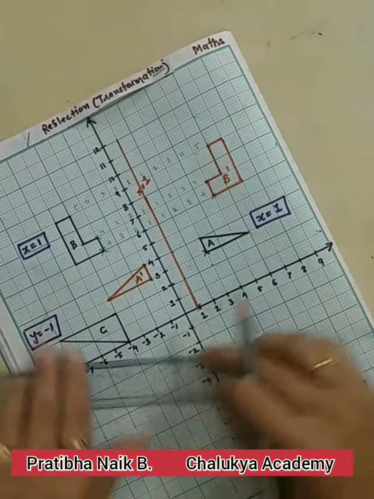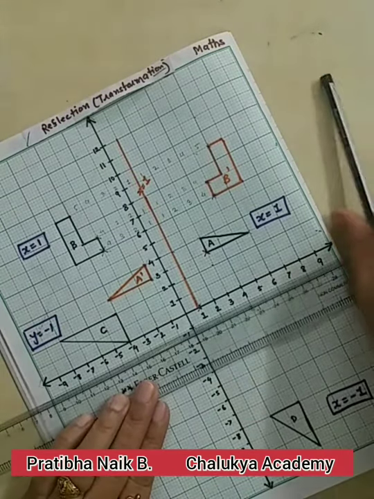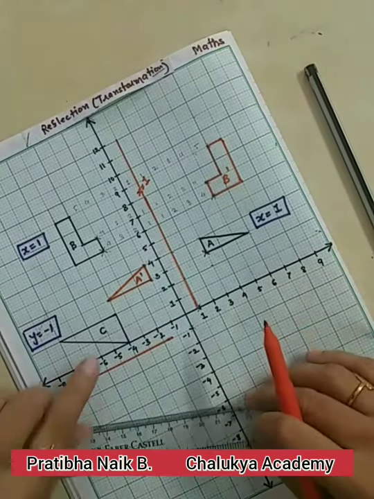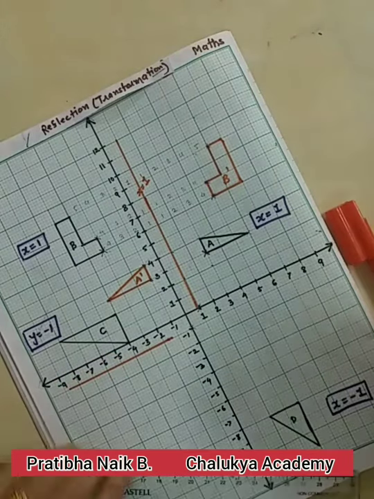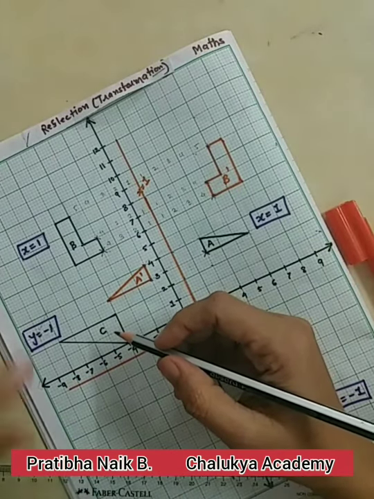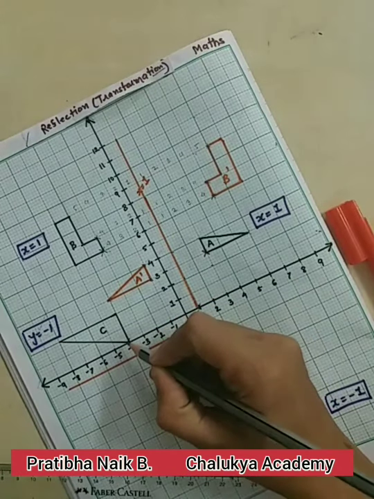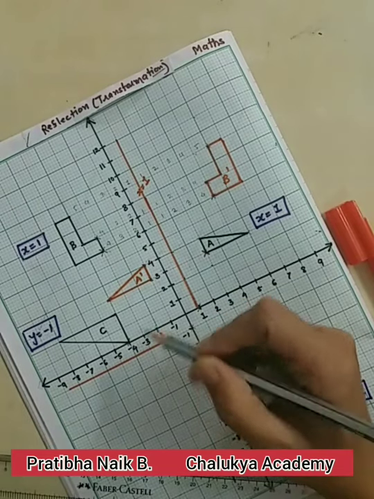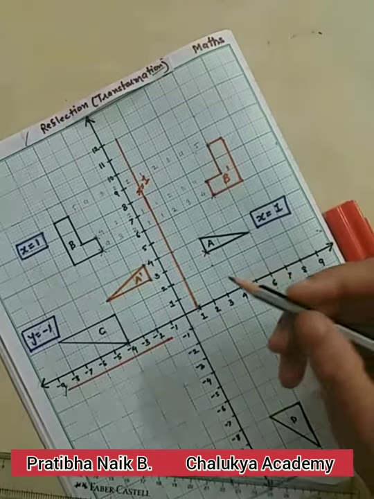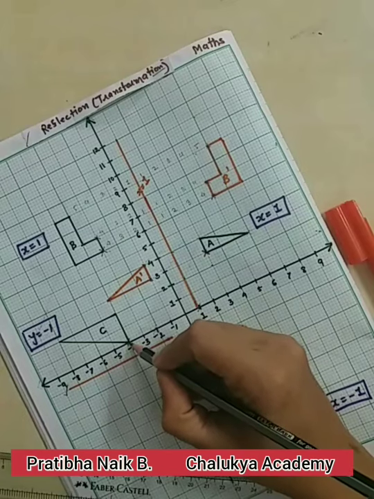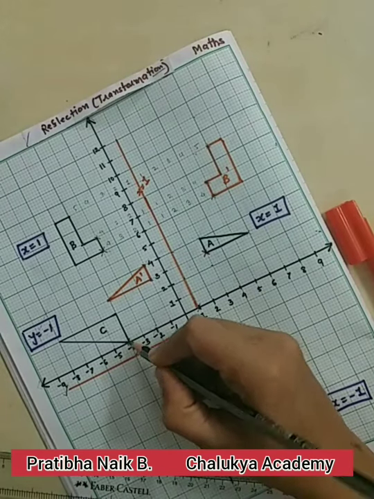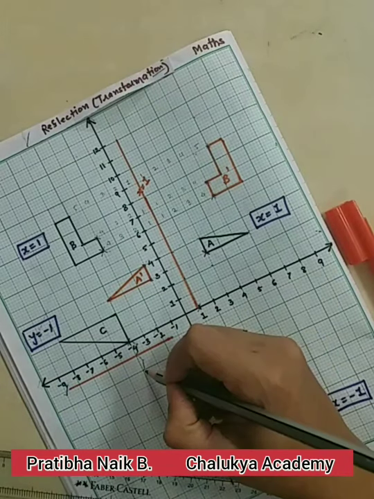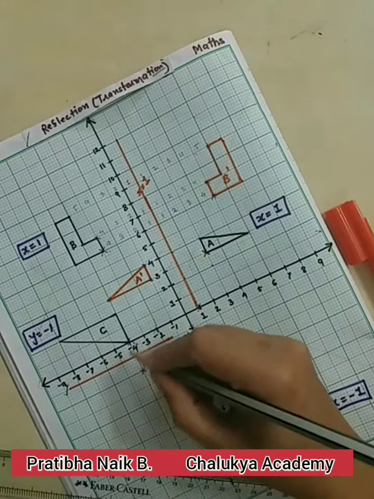This is y is equal to minus 1. So you have to draw the line which is passing through the point y is equal to minus 1. So now in this case again we will go to each and every vertex of the triangle. So let's take this vertex. Now this vertex, as I told you, you should not consider this axis, you should consider this as a mirror line. So you can see that this vertex is 1 unit away from this mirror line. So again the image of this vertex is just 1 unit away from the mirror line. So this is the image of this vertex.